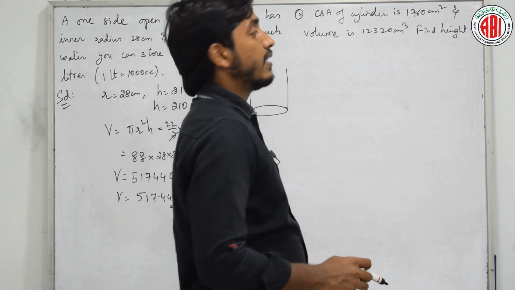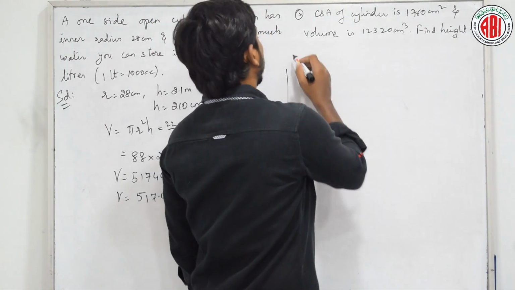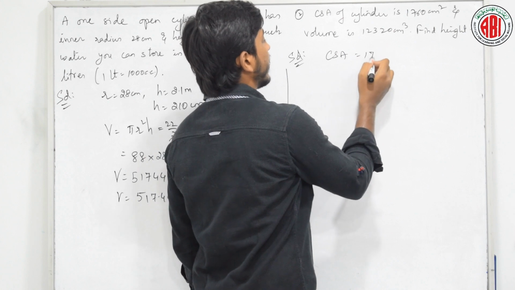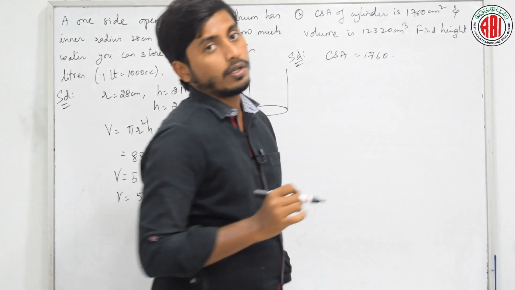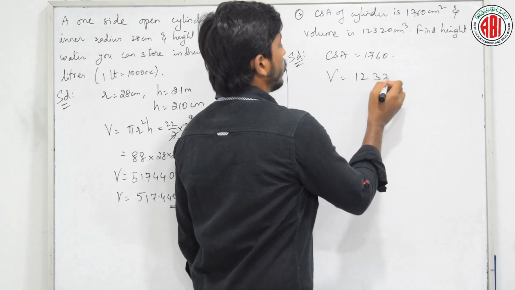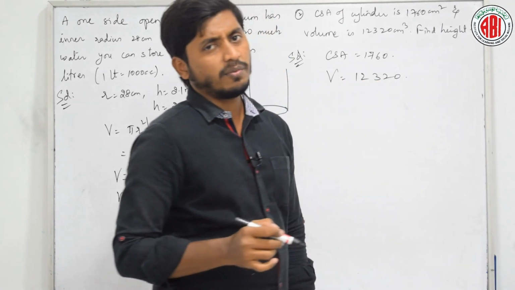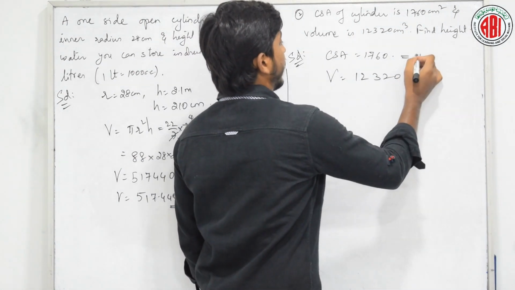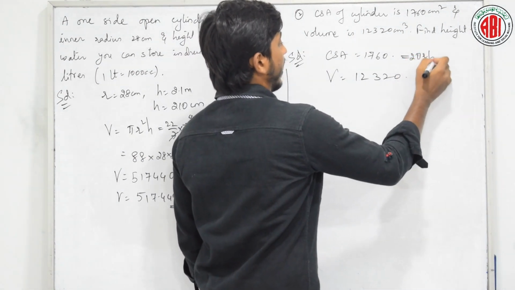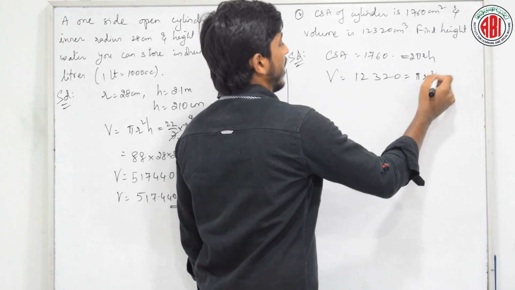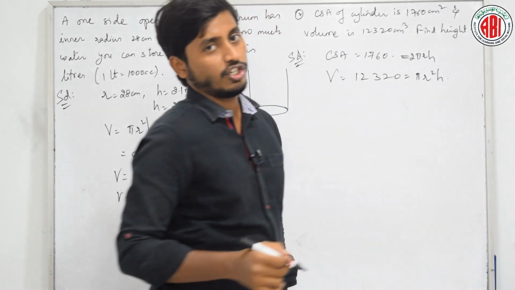Next, look at this question. He gave the CSA of a cylinder. What is given? CSA of a cylinder is 1760, and the volume is given as 12320. What's the formula of CSA? Tell me. CSA formula is 2 pi RH. What's the formula of volume? Tell me. Pi R square H.